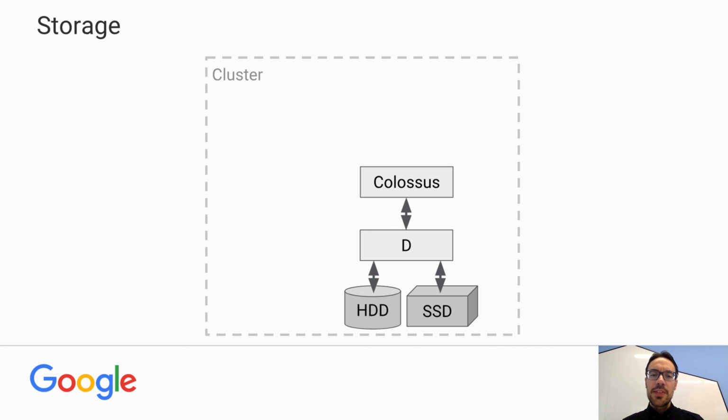Colossus is a successor to GFS, the Google file system. It is the layer on top of D that creates a cluster-wide file system that can store data permanently. It offers usual file system semantics and replication and encryption capabilities.